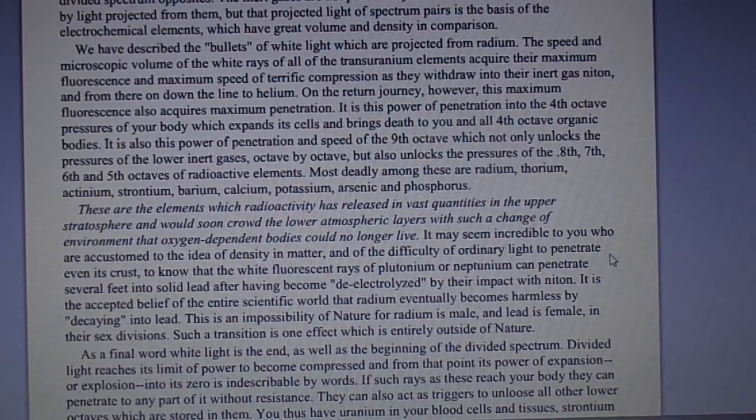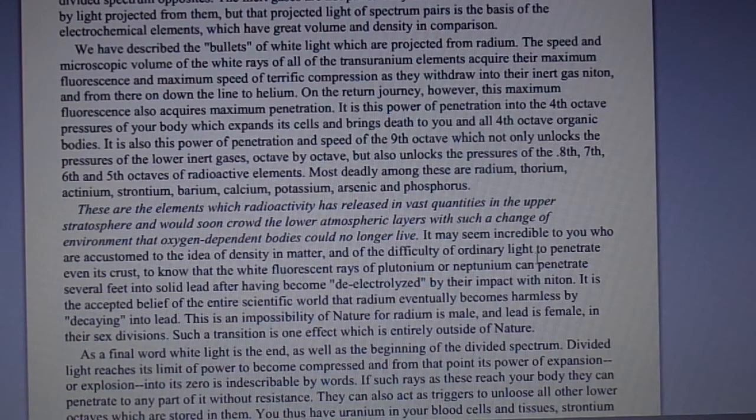It is this power of penetration into the 4th octave pressures of your body which expands its cells and brings death to you and all 4th octave organic bodies. It is also this power of penetration and speed at the 9th octave which not only unlocks the pressures of the lower inert gases octave by octave, but also unlocks the pressures of the 8th, 7th, 6th, and 5th octaves of radioactive elements. Most deadly among these are radium, thorium, actinium, strontium, barium, calcium, potassium, arsenic, and phosphorus.